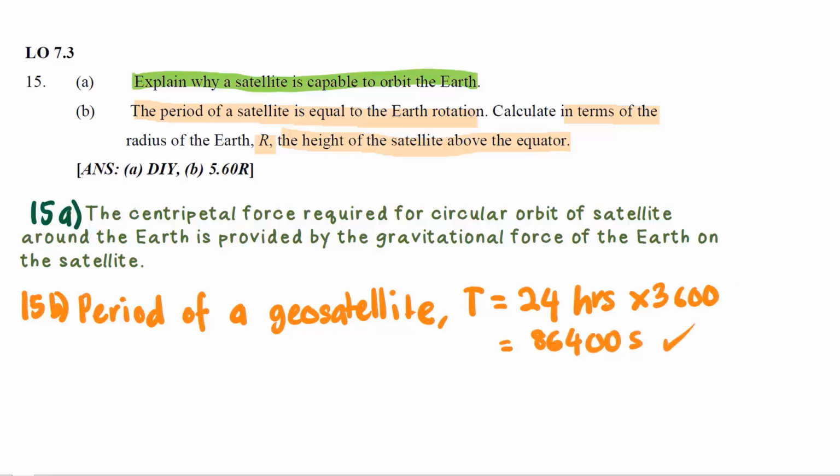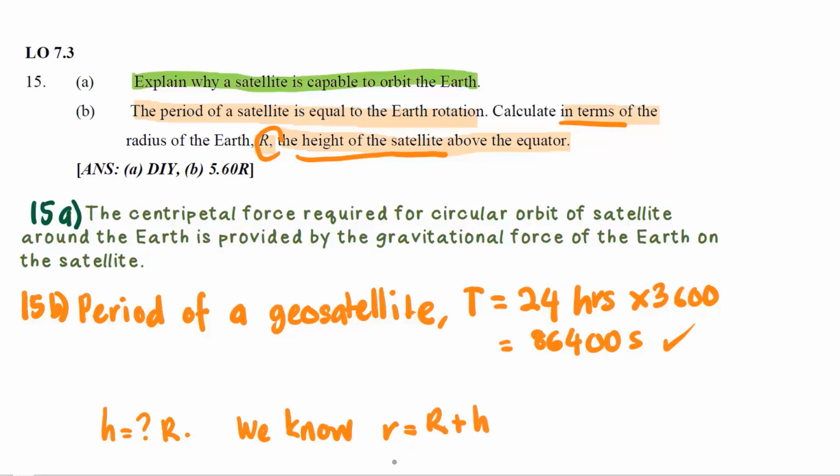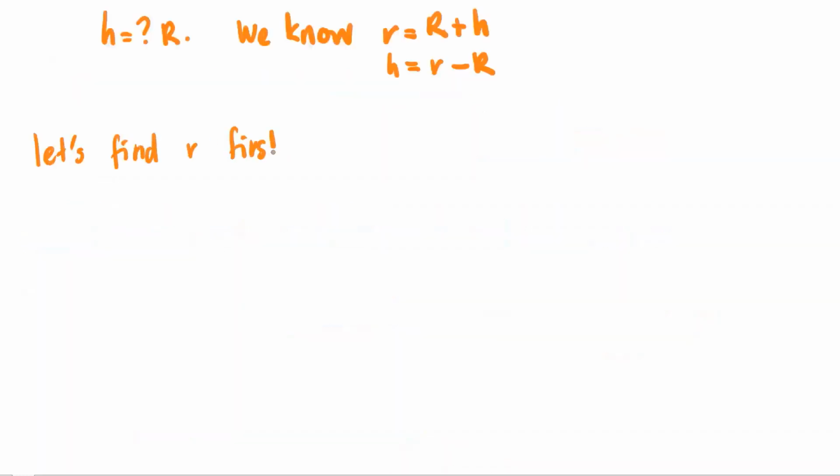The question is looking for the height of a satellite in terms of R. So h equals how many R? Earlier I taught that r equals R plus h. When we rearrange, it becomes h equals small r minus capital R. And now let's find the small r first.